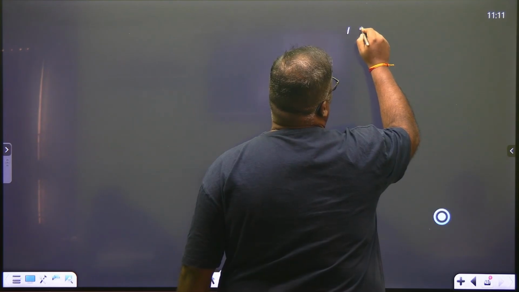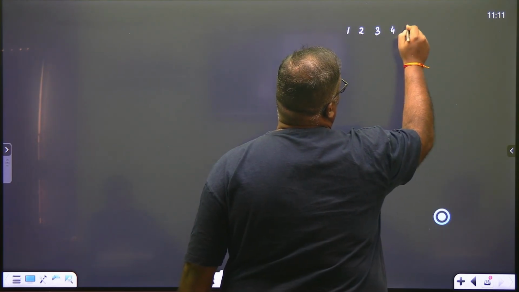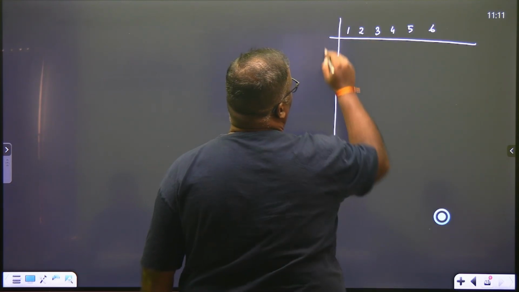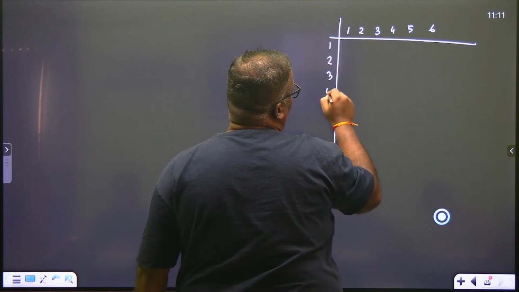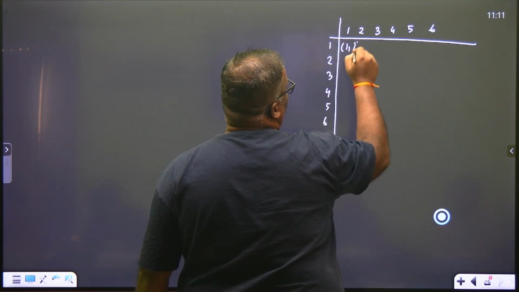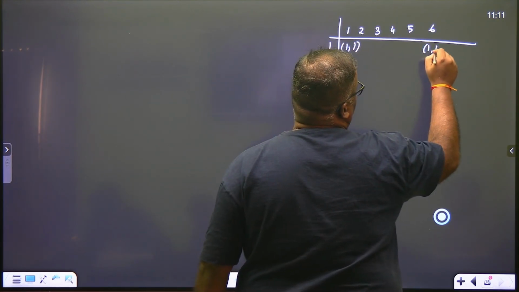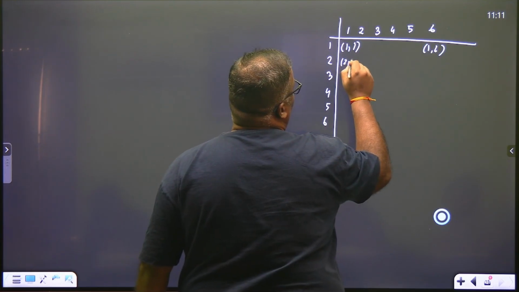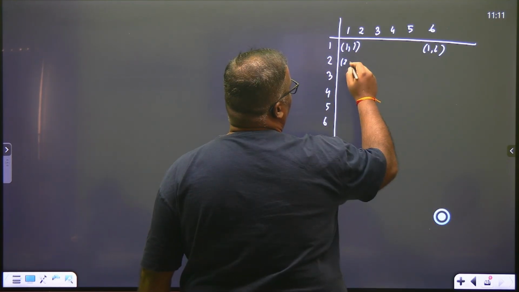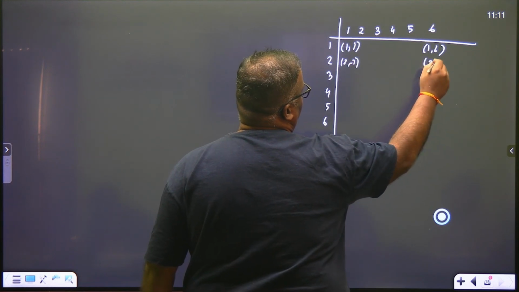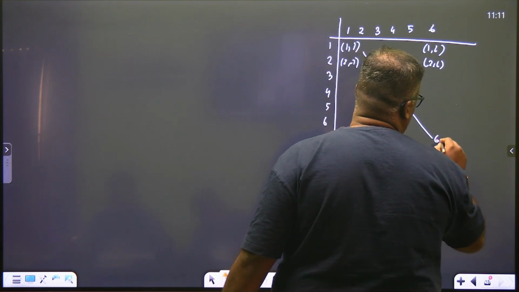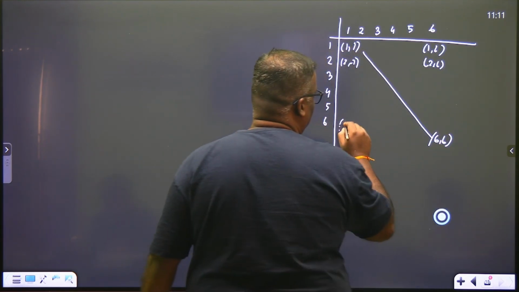Dice 1 can give you 1, 2, 3, 4, 5, 6. Dice 2 can give you what all? 1, 2, 3, 4, 5, 6. So let's look at the combinations. 1,1; 1,2; up to 1,6. Then 2,1; 2,2; up to 2,6. And these will all be double numbers. And finally, you will have a 6,6 out here. You will have a 6,1 out here. You will have a 2,2. You will have a 3,3.